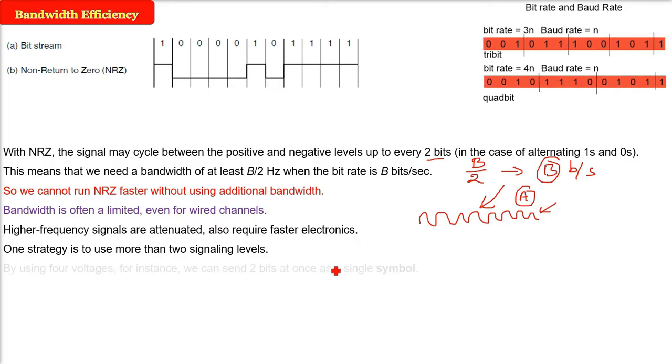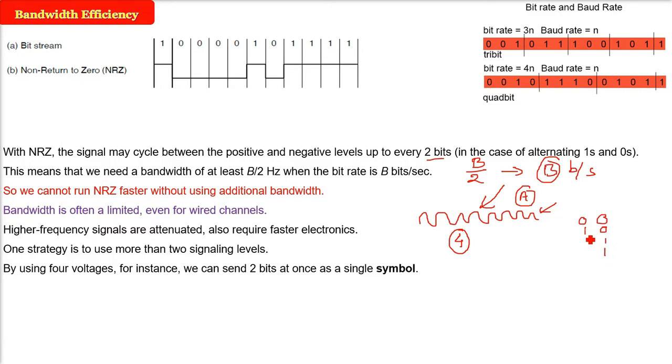Before we talk about this, I'll talk about the bit rate and baud rate. By using 4 voltages, for example, we can send 2 bits at once as a single symbol. These are the combinations. Here we have different voltages, and for every voltage we are sending 2 bits, and we are calling that we are sending 2 bits at once as a single symbol. 00 is not two separate bits, it is a single symbol. 11, 01, 10, these are each one symbol.